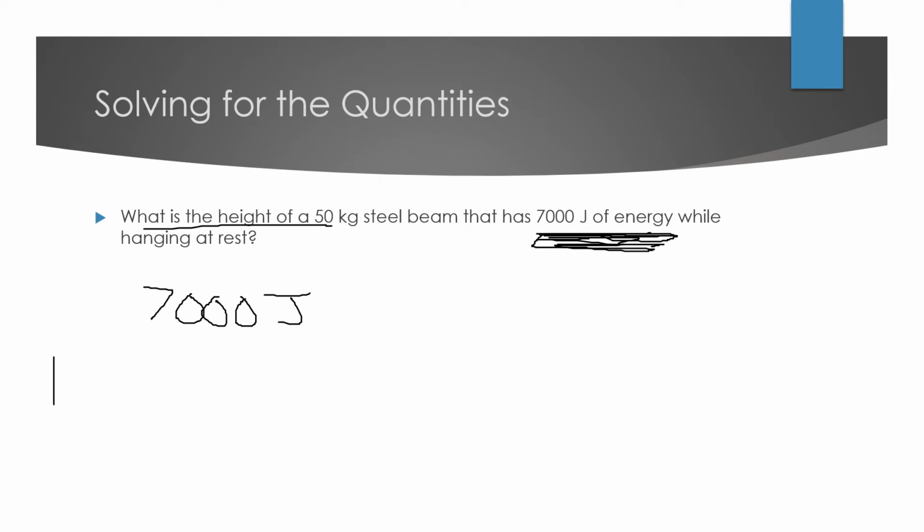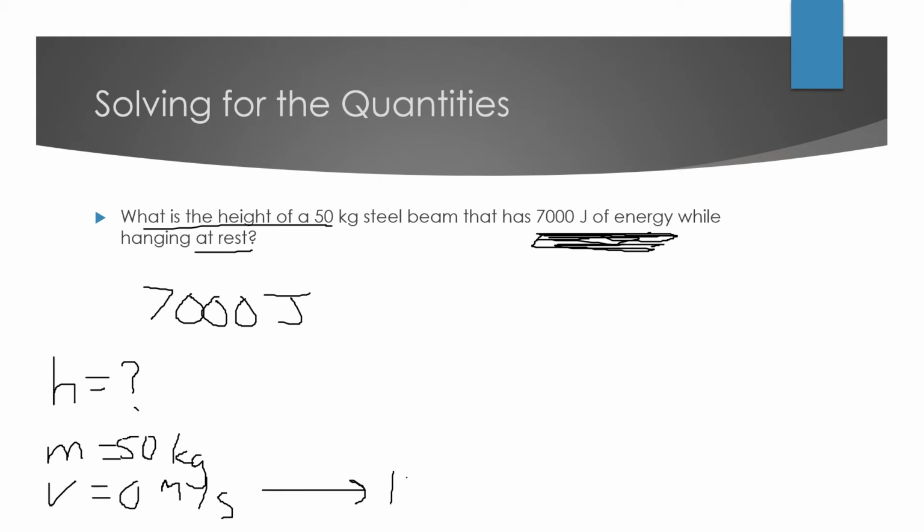So we're looking for the height. So height equals question mark. We have 50 kg. So 50 kg is obviously the mass. Okay? Hanging at rest. If it's hanging at rest, the velocity is 0. So if the velocity is 0, that means the kinetic energy is 0. This goes back to how velocity and kinetic energy are connected. If velocity is 0, the kinetic energy is 0. I really need you to understand this concept. If the velocity is 0, the kinetic energy is 0.